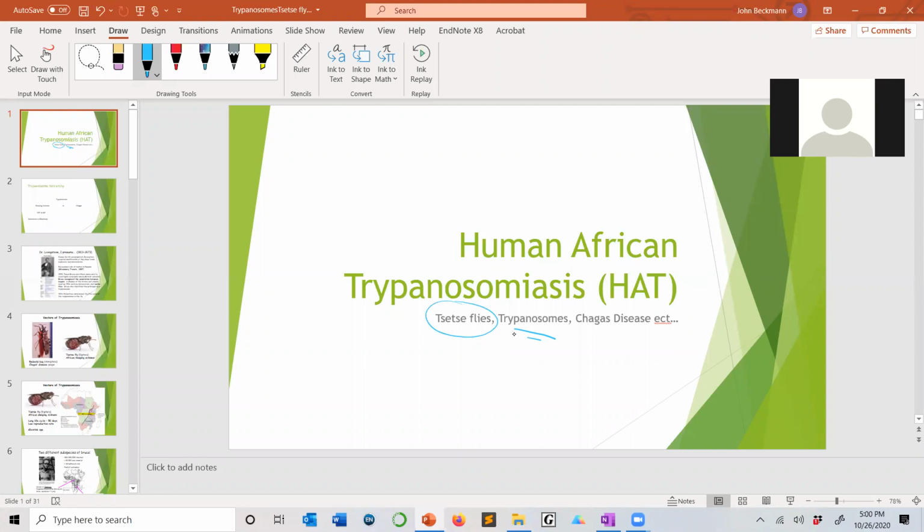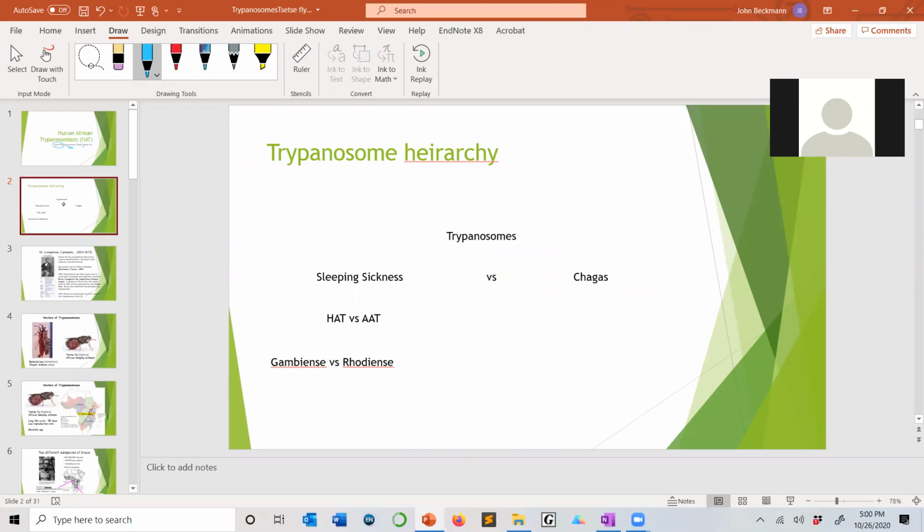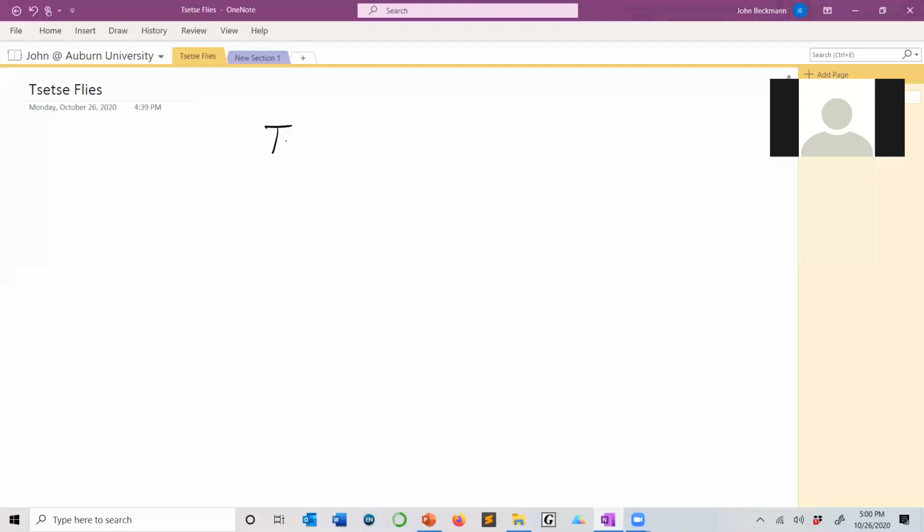So, with respect to trypanosomes, this is just kind of like a simple hierarchy. So there's different, and actually this is a little bit even too simplistic. So there's trypanosome diseases. And within this family, there's also a closely related pathogen, closely related disease.